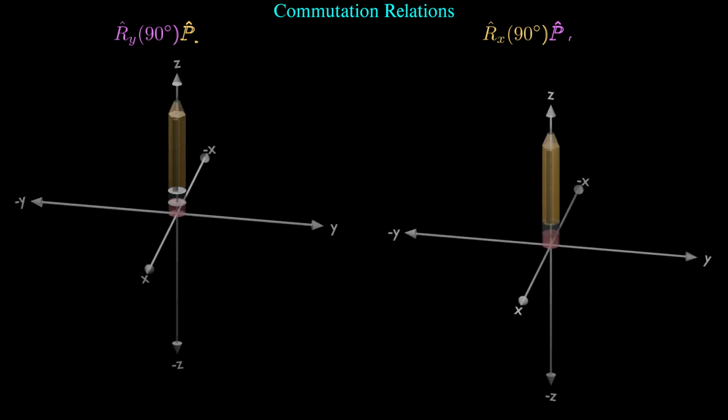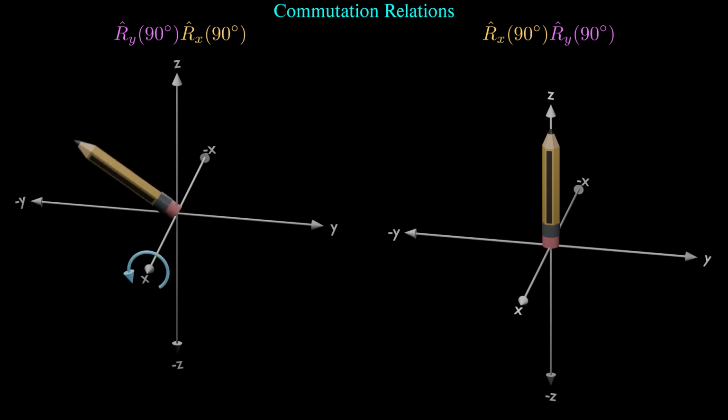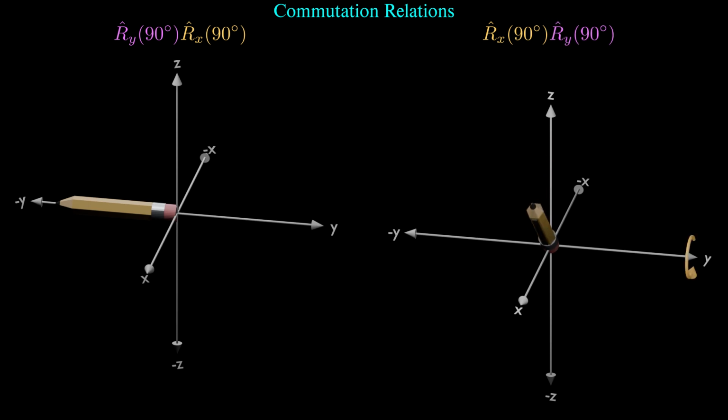Alright, going back now, I want you to focus on these two pencils. I'll apply the first order combination to the left pencil, and the second order combination to the right pencil. First, we rotate it by 90 degrees about the x-axis, then we rotate it 90 degrees about the y-axis. This pencil will end up pointing in the negative y direction. For the second one, we rotated 90 degrees about the y-axis, then we rotated 90 degrees about the x-axis. This pencil will end up pointing in the positive x direction. And if you look closely, the difference between these two orders is exactly a 90-degree rotation about the z-axis.